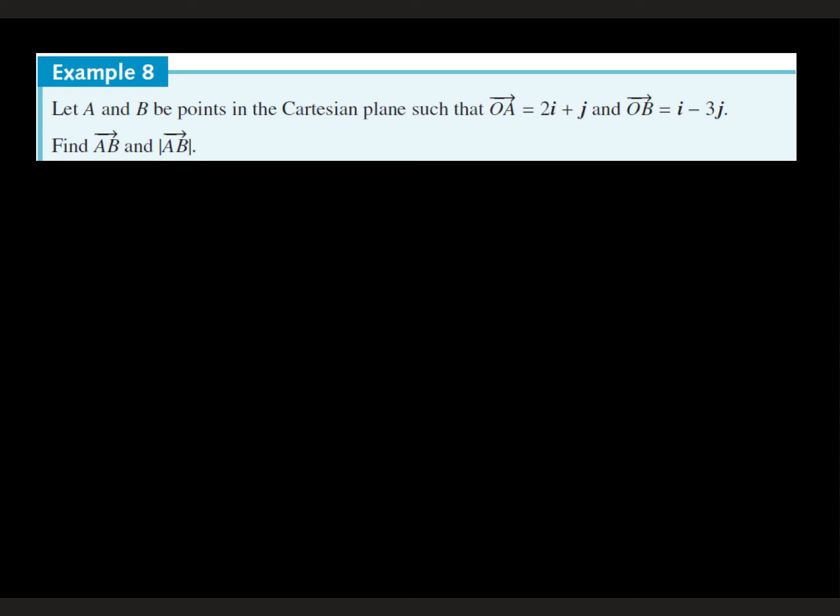Let A and B be points on the Cartesian plane such that OA is that and OB is that. First thing I really want to do is just draw those vectors. As you can see, I've done that here. Now read the question. Find vector AB. So let's draw that. That one is the one that starts at A and goes down to B.